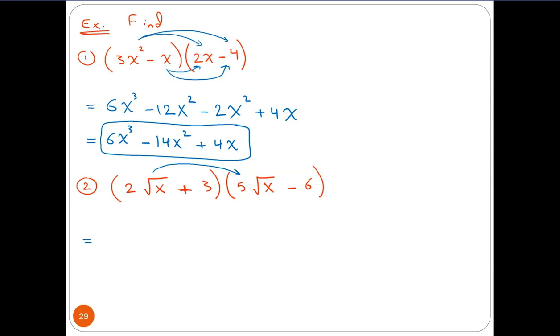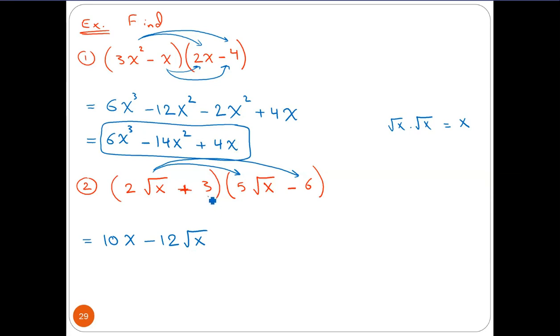Look at this. We can multiply radical x with radical x, because radical x is x to the power half, x to the power half, and adding half plus half, we have x. So we have to multiply 5 by 2, 10, and x to the power 1, because radical x multiplied by radical x is equal to what? x. Okay, now multiply 2 radical x with negative 6, negative 12 radical x.